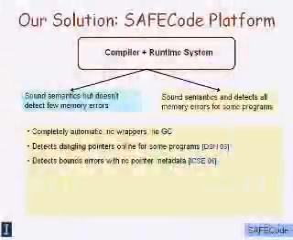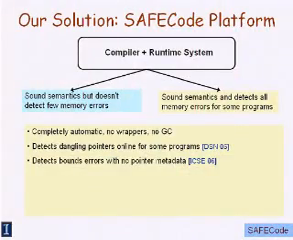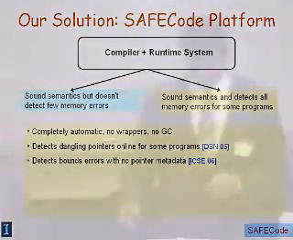There is another mode to SAFECode in which, again, you have sound semantics, and it's able to detect all memory errors for C, but it works only for some applications. For others, the overhead is just too high. In this mode, SAFECode is again completely automatic. It doesn't require you to write any wrappers. It doesn't use garbage collection, but it detects dangling pointers online for some applications. And it is able to detect bounds errors with no pointer metadata for all applications.